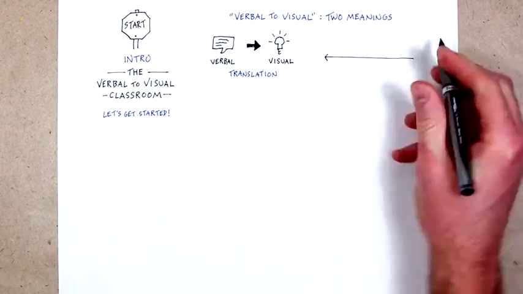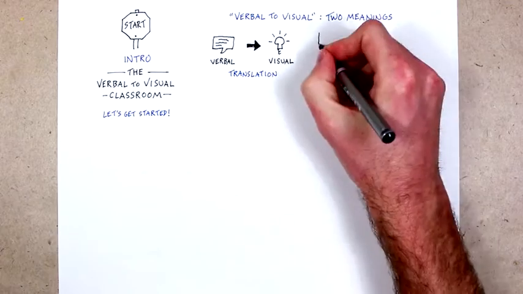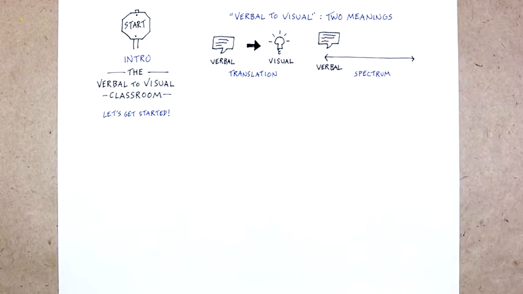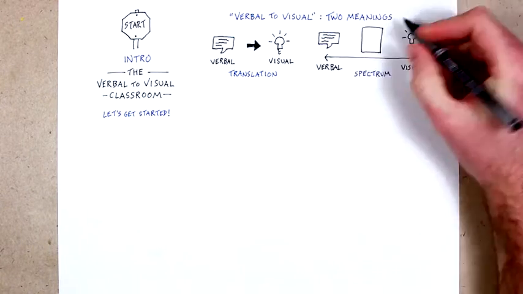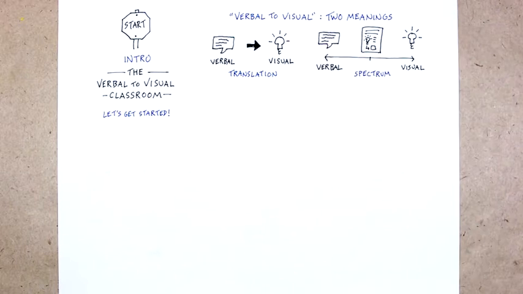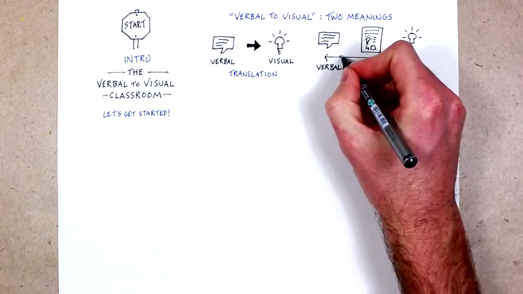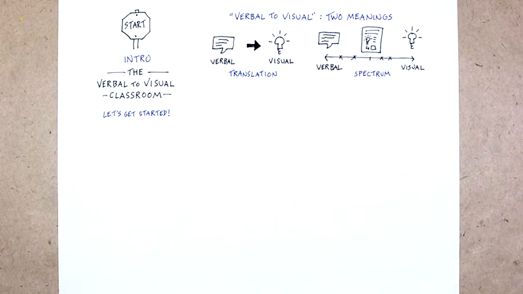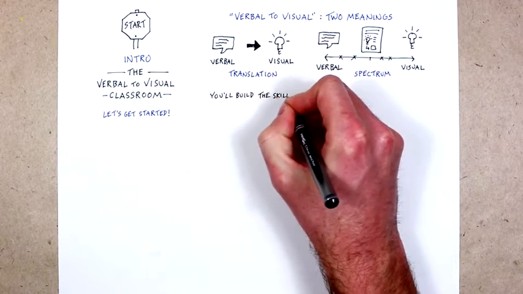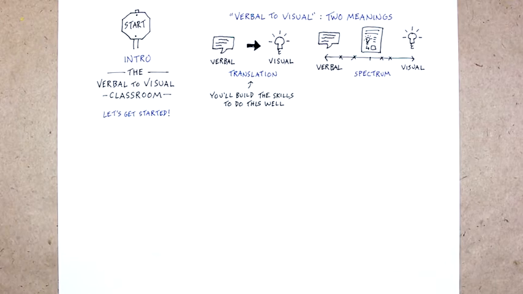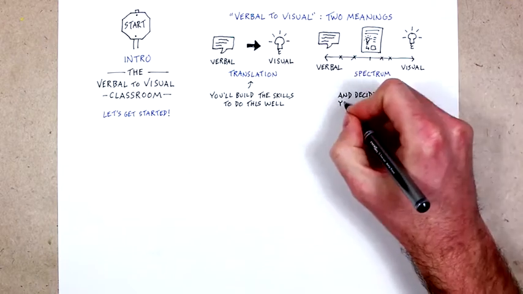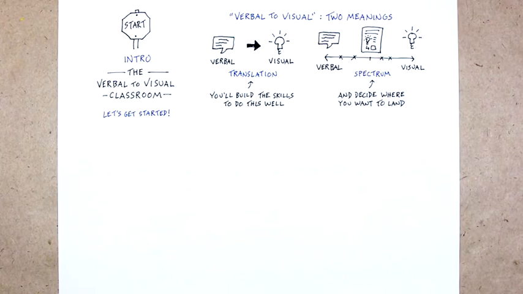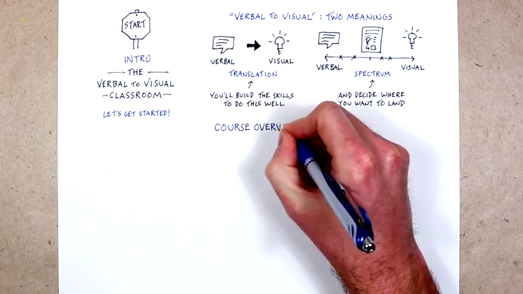The second meaning looks at verbal to visual as a spectrum, with ideas expressed only in words on the left and ideas expressed only in images on the right. And in the middle, we've got our visual notes, the combination of words and images together. I bring up this spectrum because you get to pick where you land on it. You get to decide how verbal and how visual to make your processing of ideas. So throughout this course, I'll be helping you develop the skills that it takes to do the translation piece, and I'll also be helping you determine where on that spectrum you'd like to land. Let's turn next to how we'll go about that skill building and that decision making.